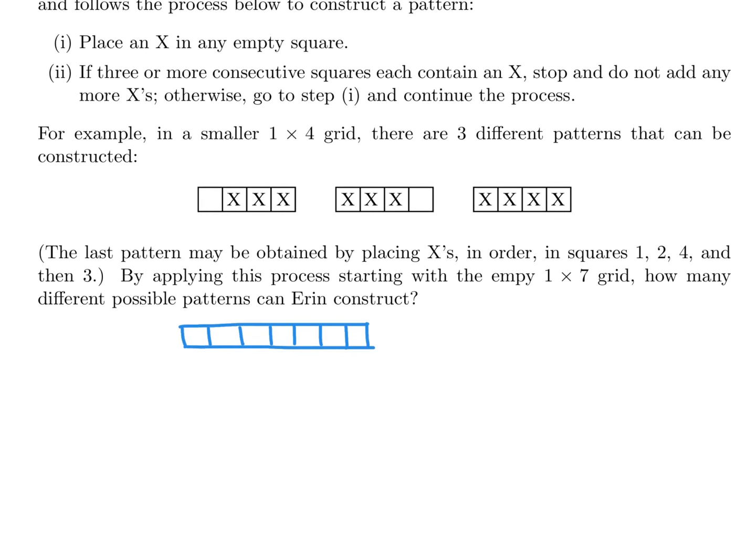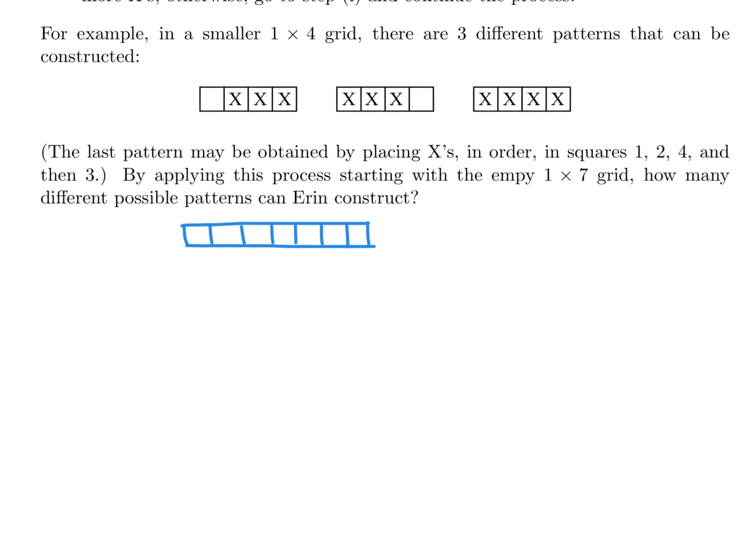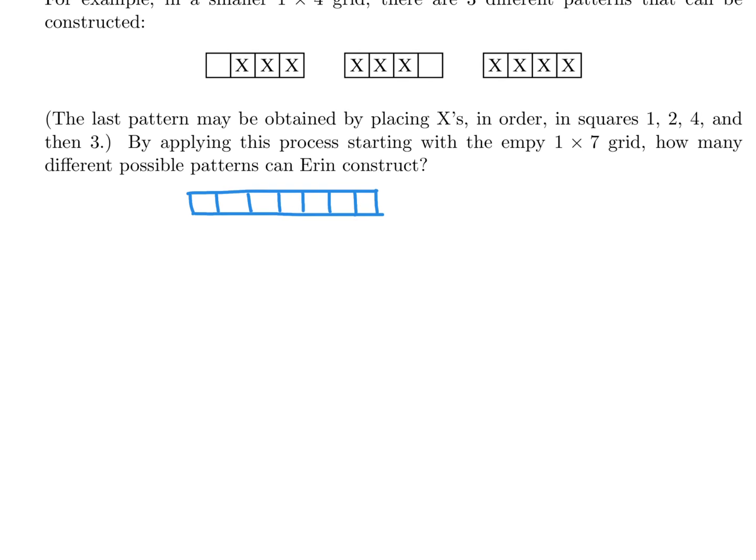If 3 or more consecutive squares each contain x, stop and do not continue. So that's when the game stops, I guess, when you have 3 or more consecutive squares each containing x. Okay. So it's sort of a game. You're trying to fill it in without getting, I guess, until you get to 3 or more.